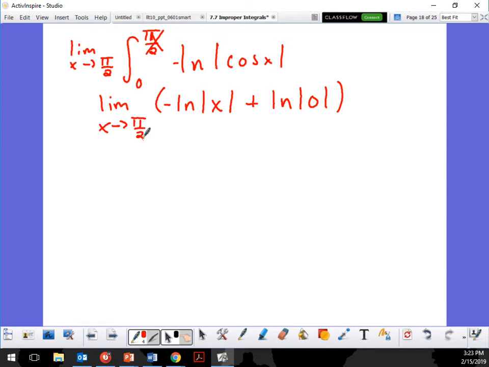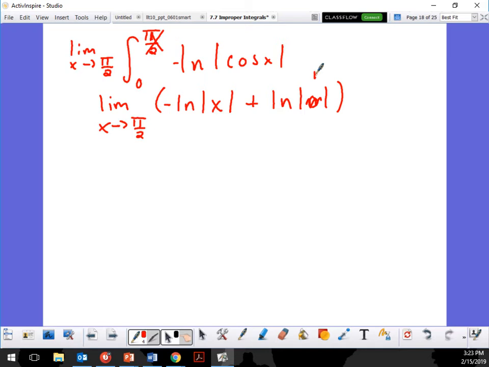Wait, is it cosine of 0? Yeah. Ln of cosine of 0. Sorry, that is definitely my fault, because the natural log of cosine of 0 is just going to be the natural log of 1. That's my fault. You're okay.